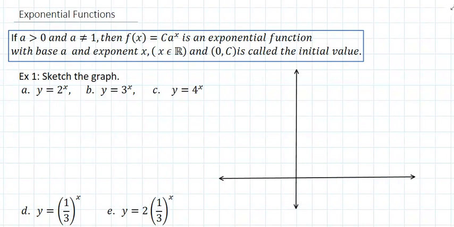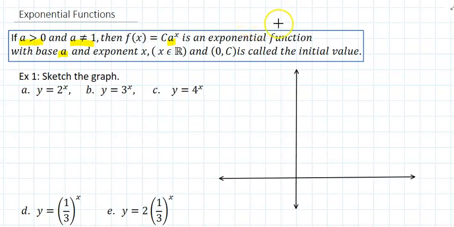Exponential functions. If a is bigger than 0 and a is not equal to 1, then f of x equals c times a to the x is an exponential function with base a. And remember the conditions on a. A is a number that's bigger than 0 and not equal to 1.